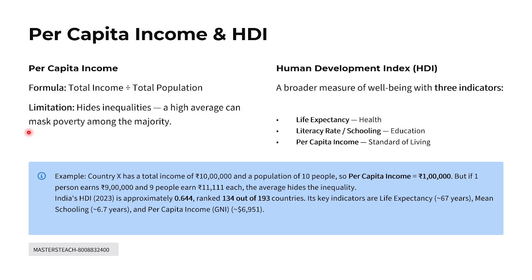Then HDI. Many times they ask in the examination the full form and the meaning. It is the broader measure of well-being. The three indicators of well-being are life expectancy, your health, then literacy rate, the school education, and then per capita income and standard of living. So these are measured in the Human Development Index.